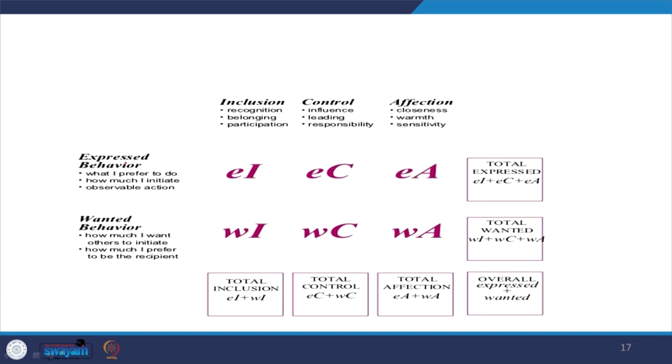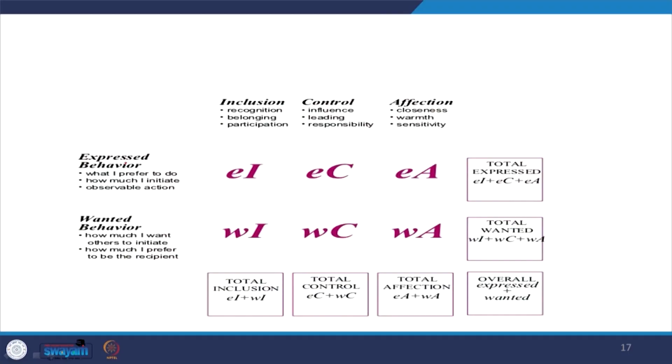In the case of affection, it is the closeness, the warmth with other persons, and the sensitivity of that particular person. So, on this axis you will find inclusion, control and affection. While in this direction, we find the expressed behavior. Expressed behavior means what I prefer to do. How much I initiate, whatever I initiate, I express that behavior, and it is an observable action. So, whatever is to be done, there is an observable action.